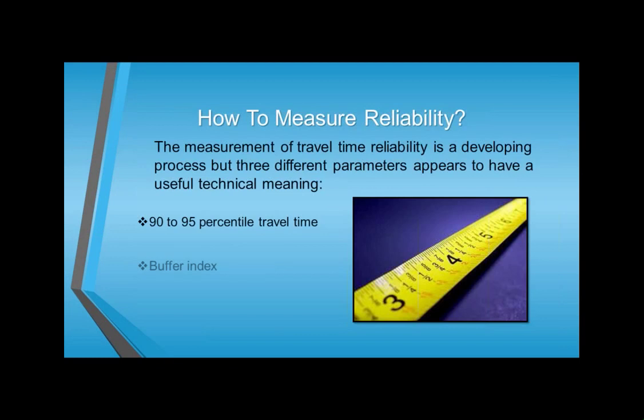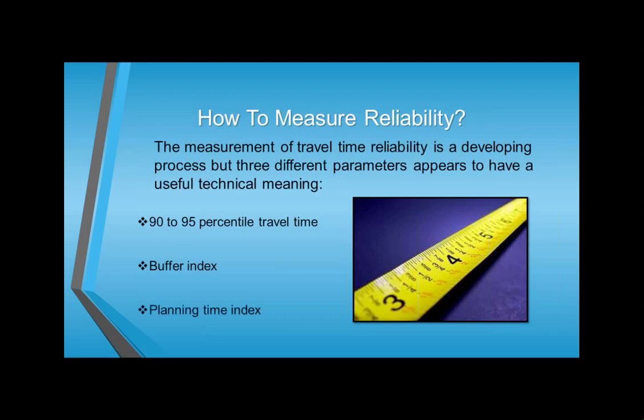We also have the buffer index, which estimates how many minutes the driver has to add to the regular travel time to get to the destination on time. For example, if we have a 40% buffer index and the regular time we take to get from one destination to another is 20 minutes, we take the 40% from the 20 minutes and add it to the regular travel time, and that's the total time that the driver is going to need to get to the destination on time. Also, we have the planning time index.